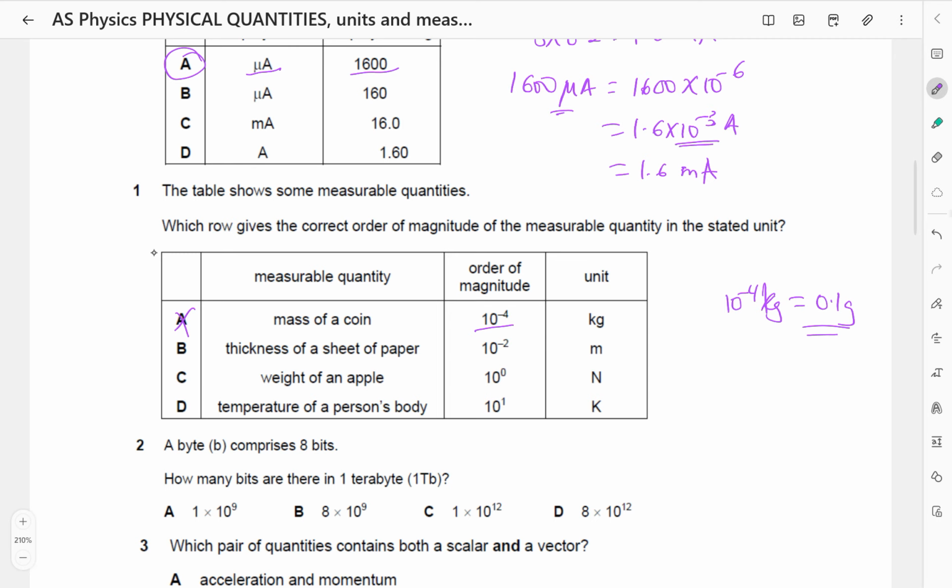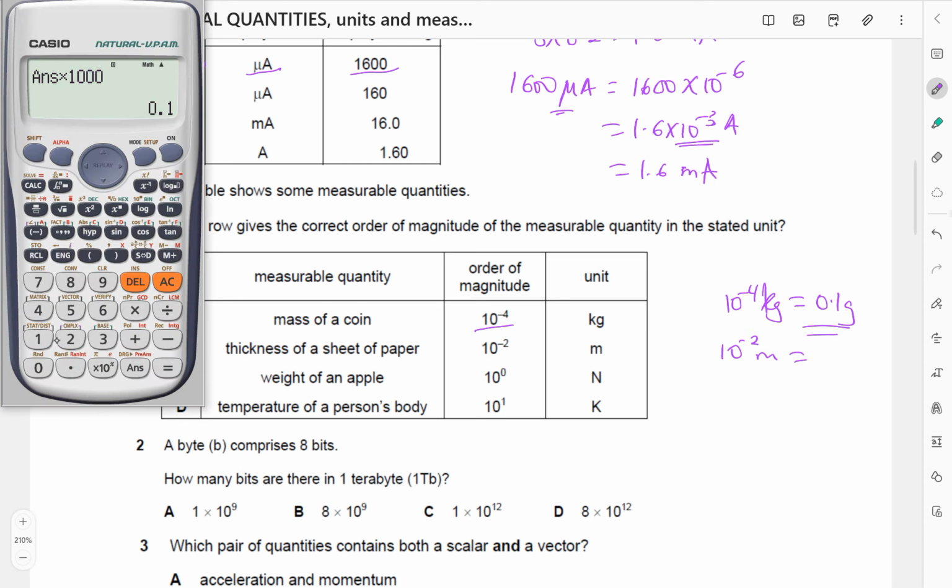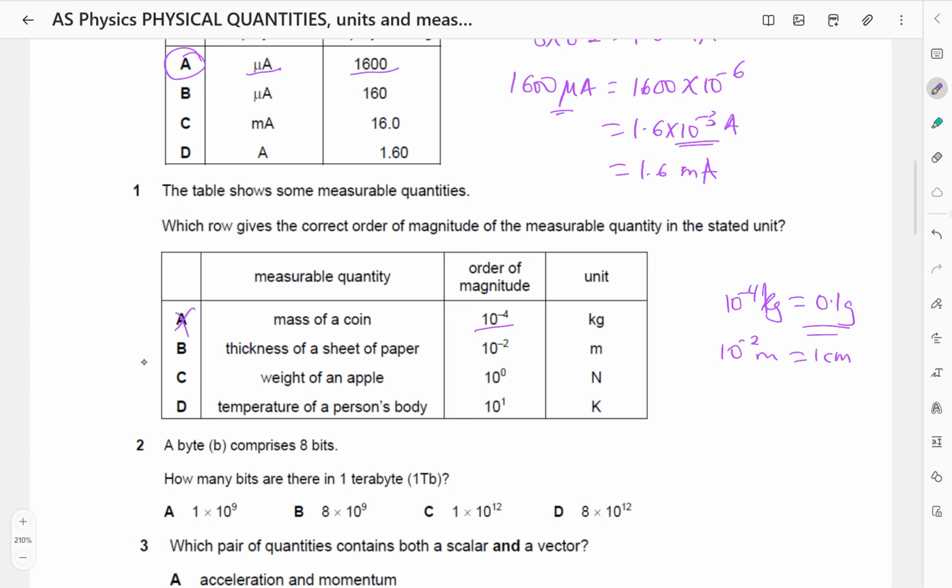Then the thickness of a paper is 10 power negative 2 in meters. Let's check. 10 power negative 2 in meters, I will change it to centimeters, times 100, it is 1 centimeter. There is no paper which is 1 centimeter thick. Look at your ruler and see the thickness of 1 centimeter. Compare with the papers you normally interact with. This is very big. Even if it is a hard cover, it is still very big.